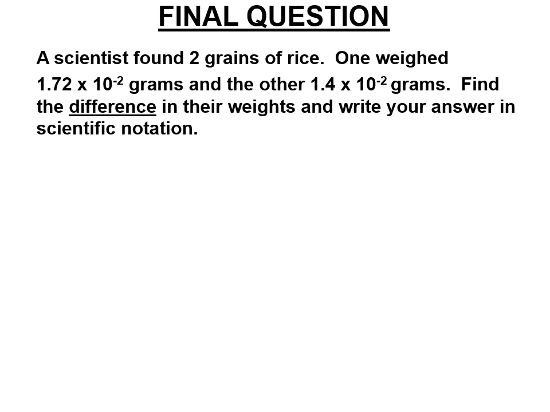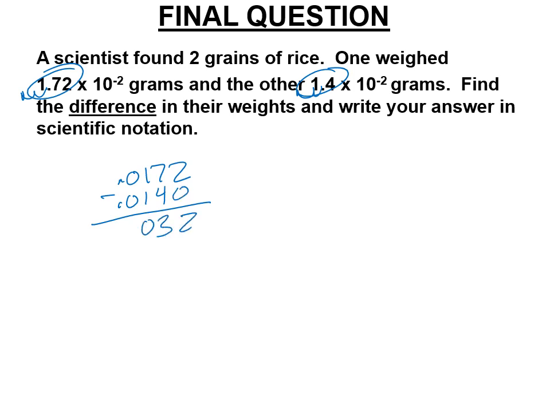Finding the difference between these two, make sure you put the bigger one up top. I think it's pretty obvious 1.72 is bigger than 1.4. Move it twice, 0.0172. Move it twice, 0.014. 2, 3, 0, 0. And you get 3.2 times 10 to the negative third grams.